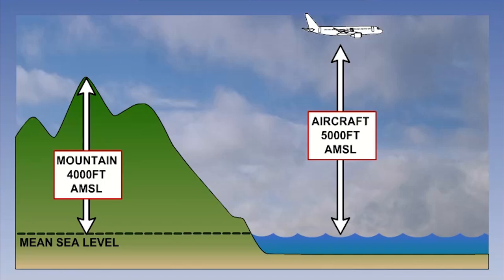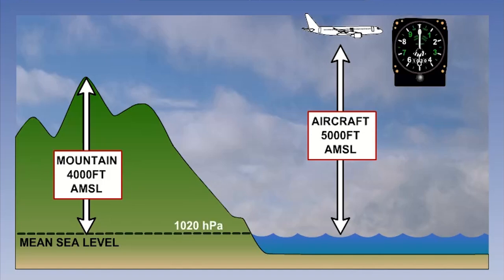This can be valuable, since terrain and obstacles are also shown as elevations from sea level. It would make our clearance of obstacles much simpler to calculate. However, in order to do this, we would have to insert the pressure value found at sea level into the subscale on the altimeter.